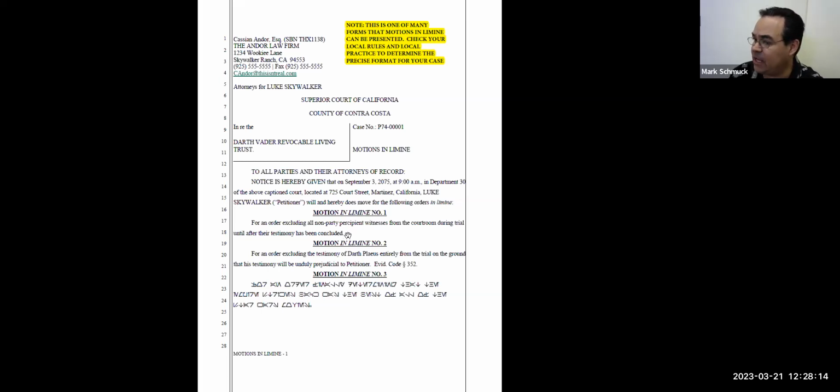So this first page would be sort of your notice of motion, where you're giving out the grounds, and I've got three motions in limine here. Very simple. As you can see here, Evidence Code section 352, you always in any notice of motion need to cite the authority upon which you are filing your motion. Without authority, you cannot get your grant.